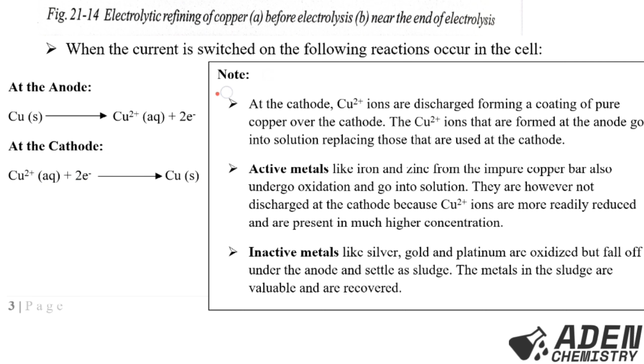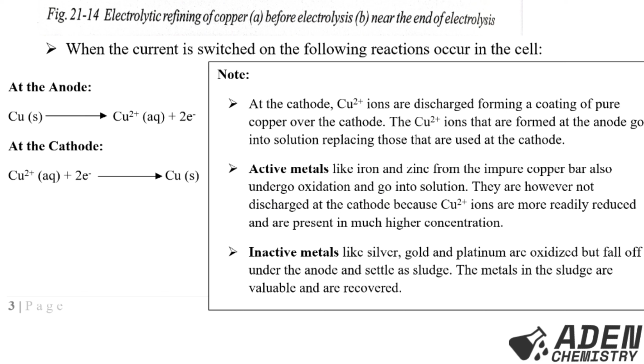So we're told, note, at the cathode, copper 2 ions are discharged, forming a coating of pure copper over the copper cathode. The copper 2 ions that are formed at the anode go into solution, replacing those that are discharged at the cathode. Then next we are told active metals like iron and zinc from the impure copper bar also undergo oxidation, they lose electrons and go into solution.